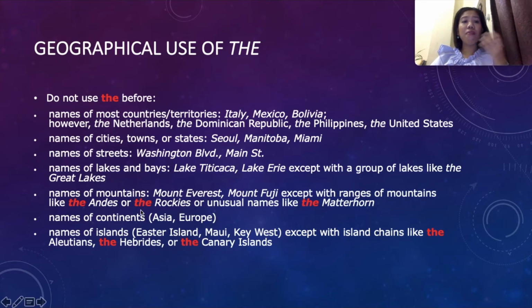Names of mountains, you don't use the. Mount Everest, Mount Fuji, except with ranges of mountains. Names of continents, you don't use articles. Names of islands, you don't use the articles, except with island chains.